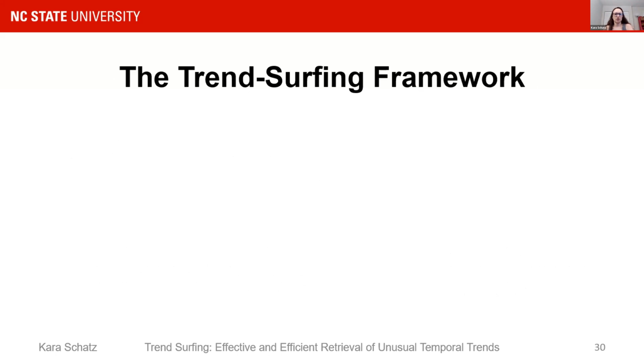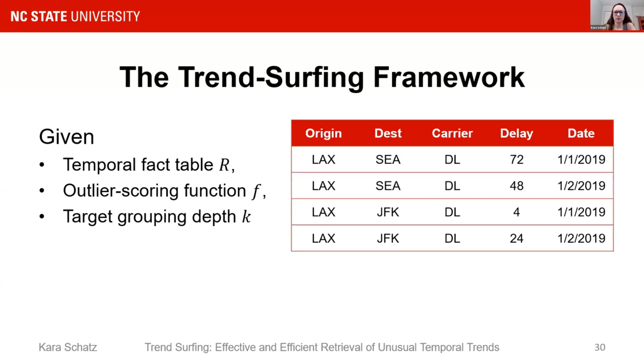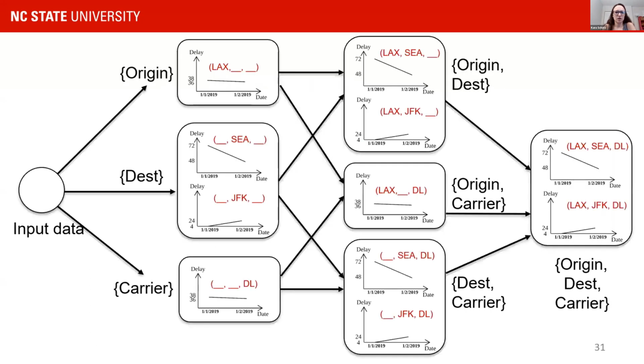Our approach, which we call trend surfing, takes as input the temporal fact table R, the outlier scoring function f, and the target grouping depth k, or the target number of associated attributes. I will show the algorithm with respect to the example fact table discussed previously. This fact table generated the following search space that we saw before.